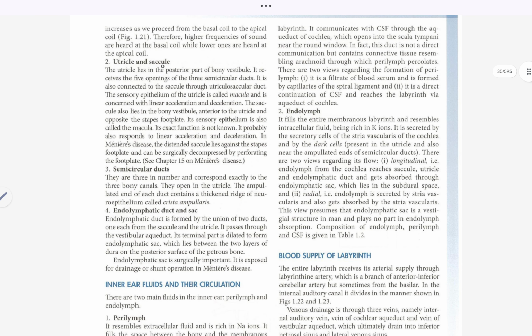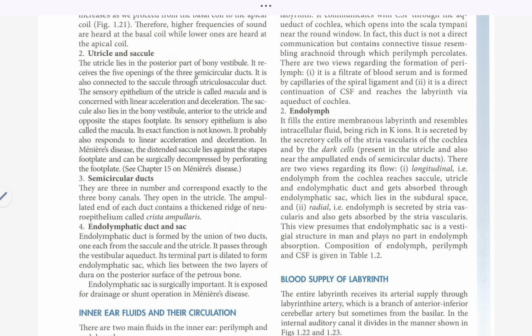Utricle and saccule. The utricle lies in the posterior part of the bony vestibule. It receives five openings of the three semicircular ducts. It is also connected to the saccule through the utriculosaccular duct. The sensory epithelium of the utricle is called macula and is concerned with linear acceleration and deceleration.